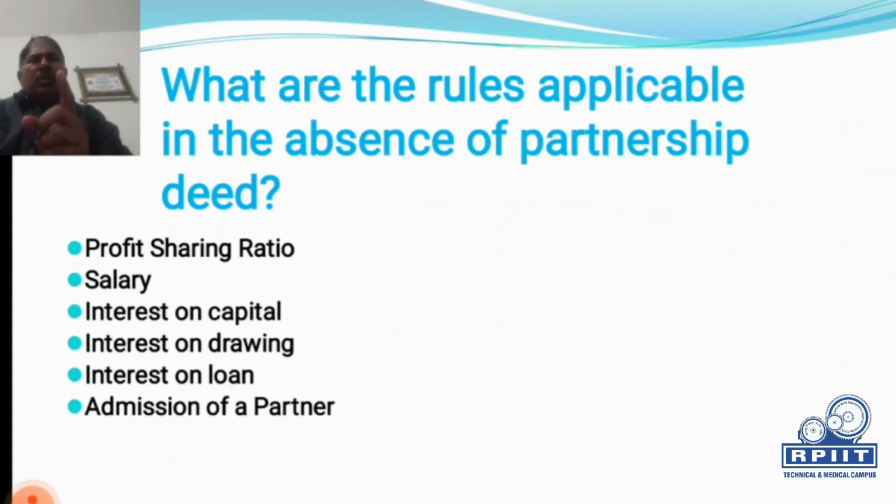Interest on loan at the rate of 6% per annum is to be provided to the partners. A new partner is to be admitted into the partnership by the consent of all the partners.